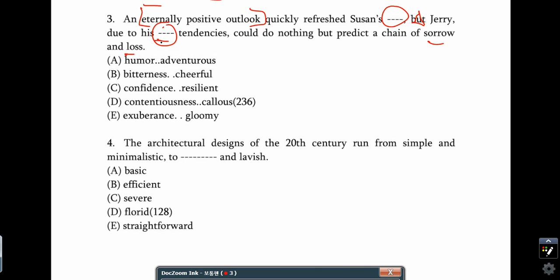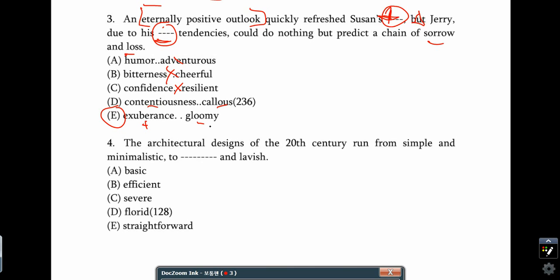So this is definitely going to be negative tendencies, and this is going to be definitely positive. So humorous and adventurous is not negative, so that doesn't work. Bitterness and cheerful is the wrong direction. We need to have it positive and negative, not negative and positive. Confidence and resilience, those are both positive, so that's not right. Contentiousness is wanting to fight, and callous is unfeeling. That's not a contrast. However, in the E, we have what we need: positive of exuberance and negative of gloomy.